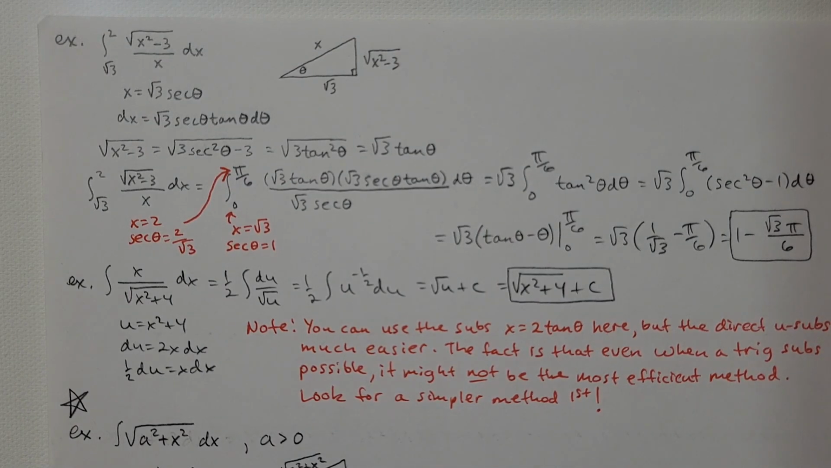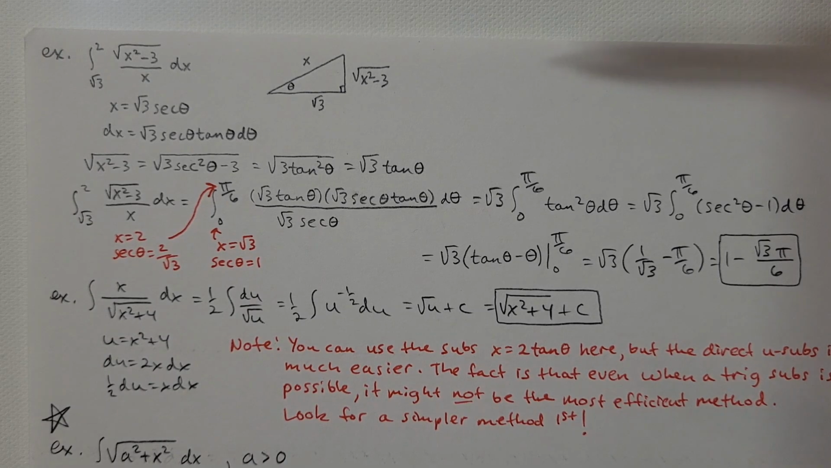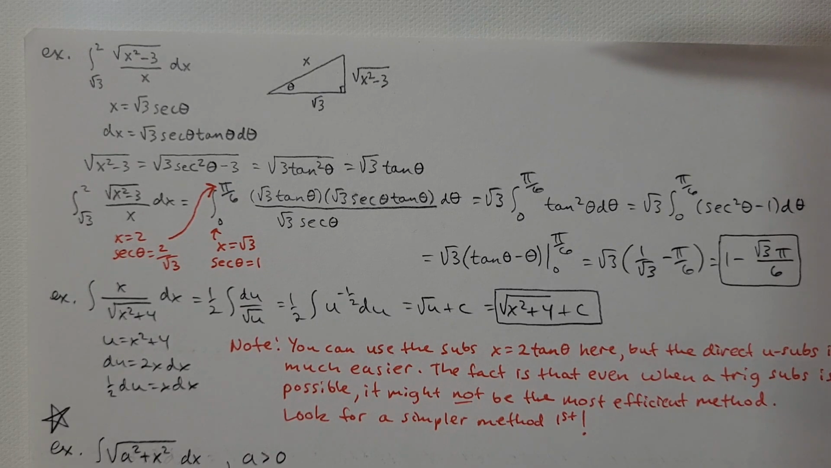Okay, we'll get back to trig substitution here. This is section 7.3. Here's another example. I've got a definite integral, and when you integrate the function, the square root of x squared minus 3 divided by x, going from root 3 to 2. Root 3 is less than 2, so the bounds don't need to be flipped, right?